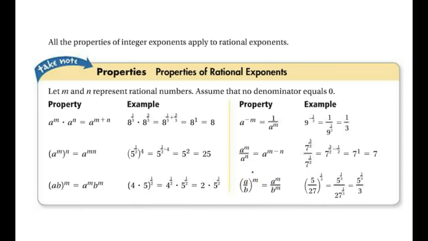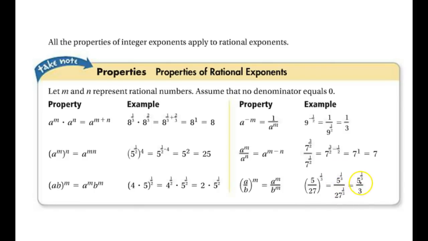So if we have a fraction a over b raised to the m power, we can share that exponent, so we have a to the m over b to the m. An example of this would be 5 over 27 raised to the 1/3 power. That is equal to 5 to the 1/3 power over 27 to the 1/3 power.